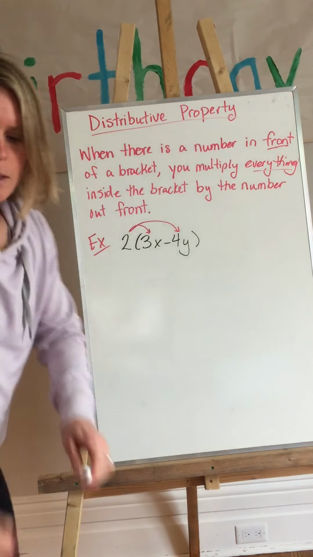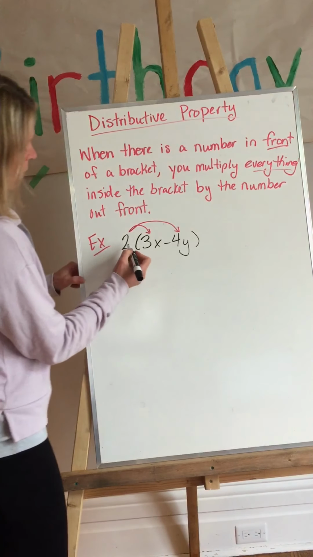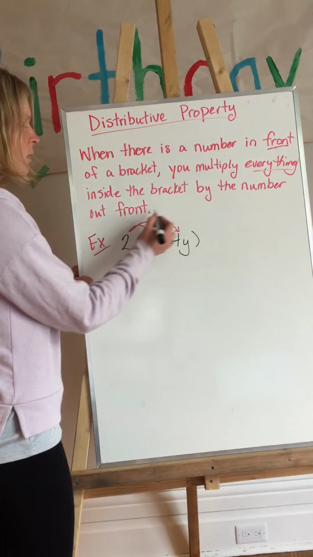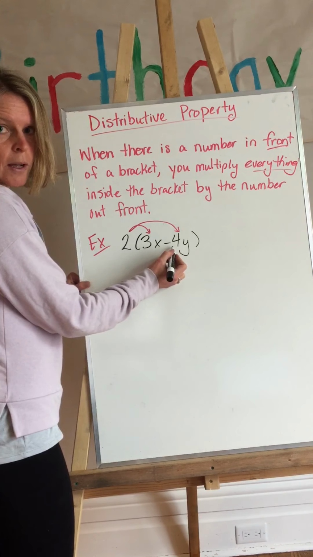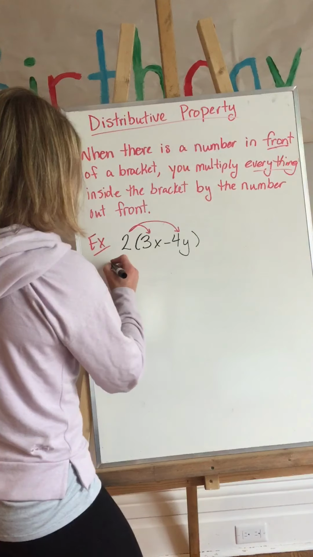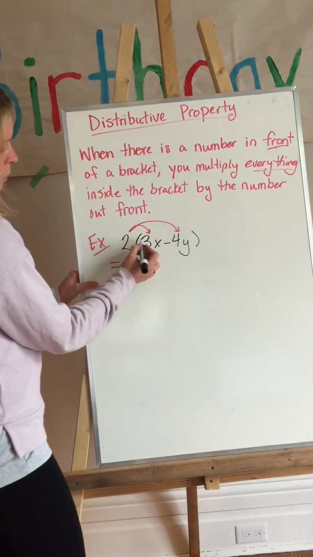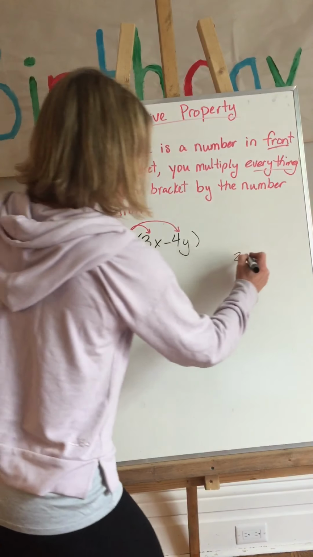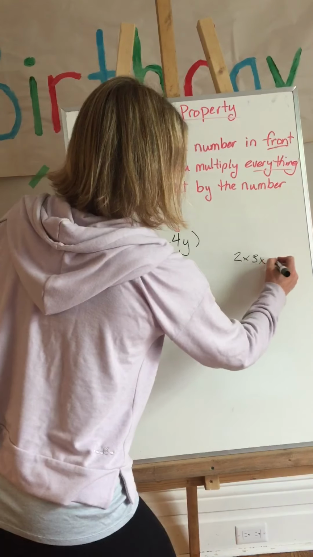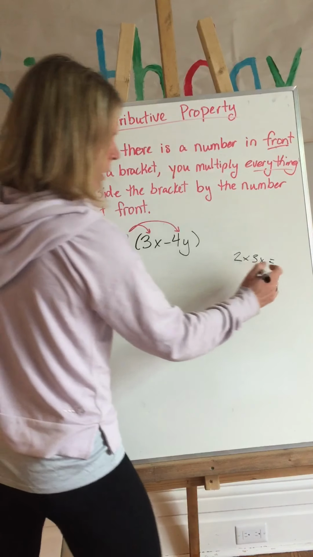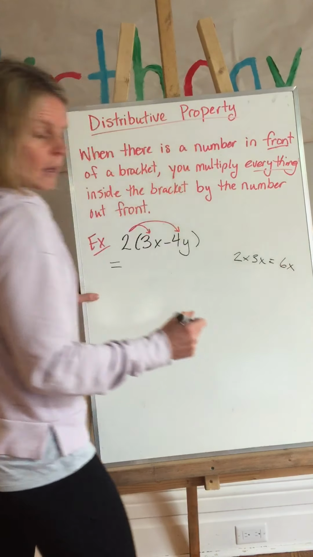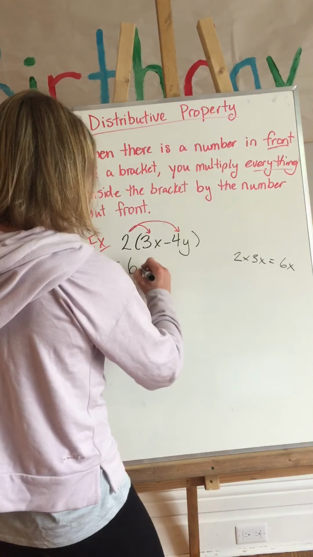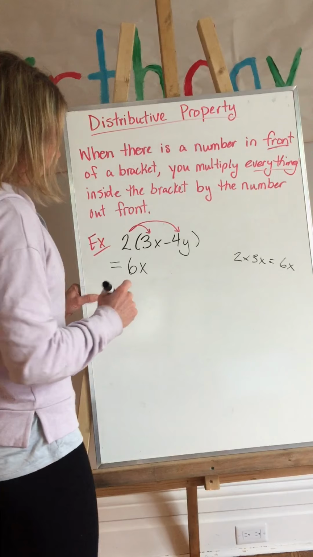What the arrows remind us of is that this 2 is going to get multiplied first by the 3x, and then it's going to get multiplied by the 4y. So what it will look like is 2 times 3x. If it helps, do the work out here. 2 times 3x is 6x. Okay, that's from last lesson. So our first term would be 6x in our answer.